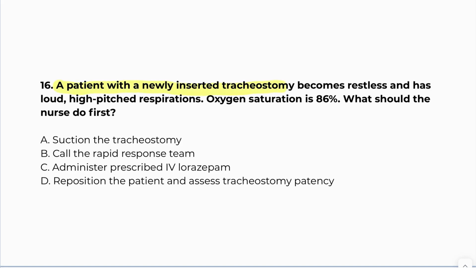A patient with a newly inserted tracheostomy becomes restless and has loud-pitched respirations, right? The oxygen saturation is 86. What should the nurse do first? So what should the nurse do first? Always remember our nursing process, okay? Always remember our nursing process.